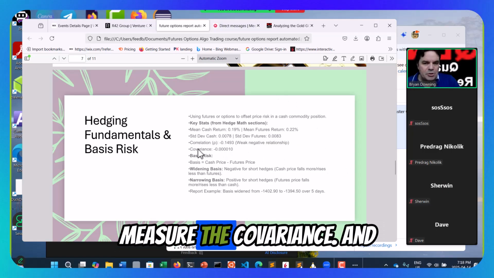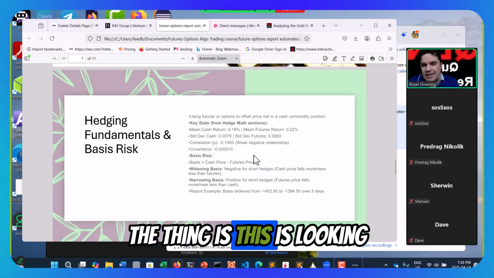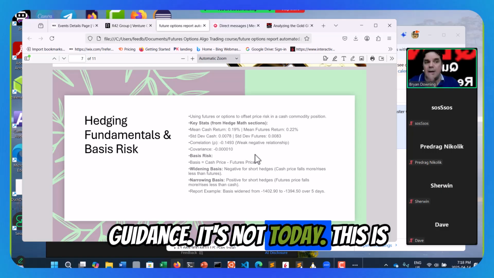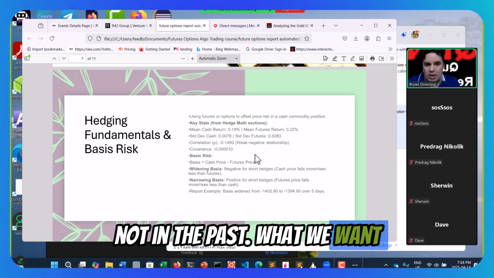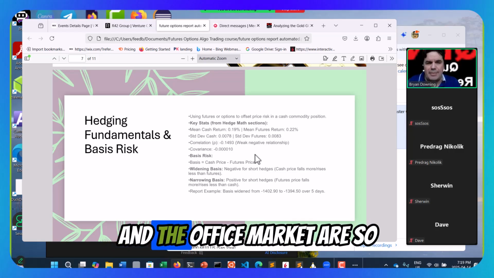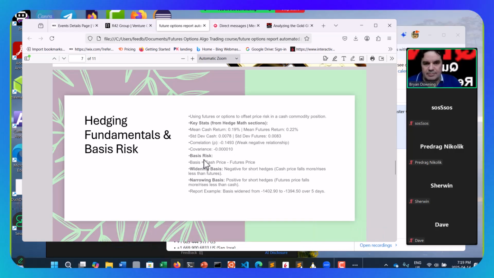We can also measure the covariance. And the thing is, this is looking forward. This is forward guidance. This is not today. This is not in the past. What we want is to see things in the future. That's why the futures market and the options market is so valuable here.